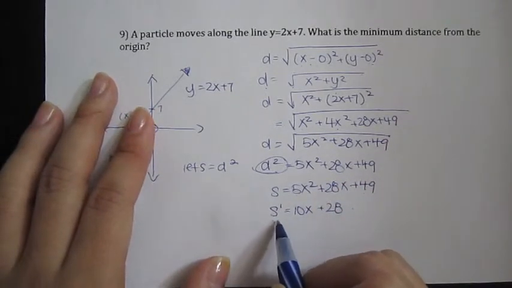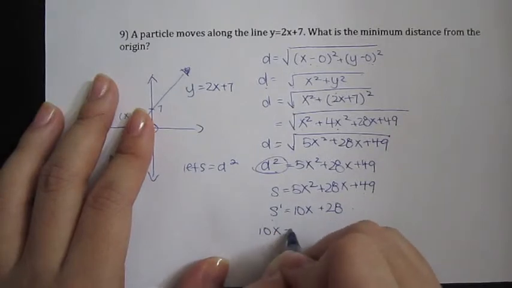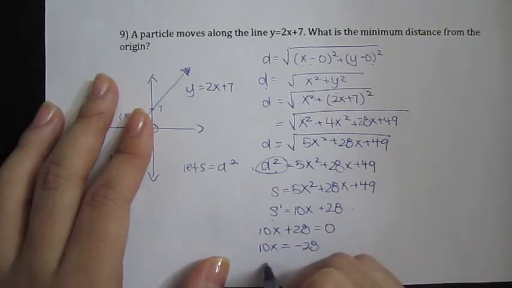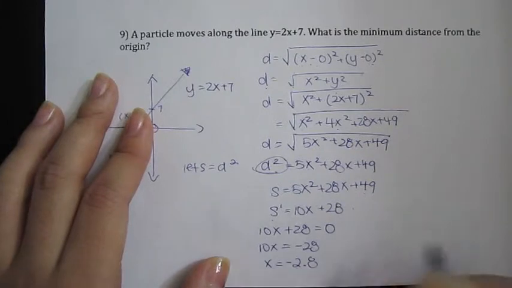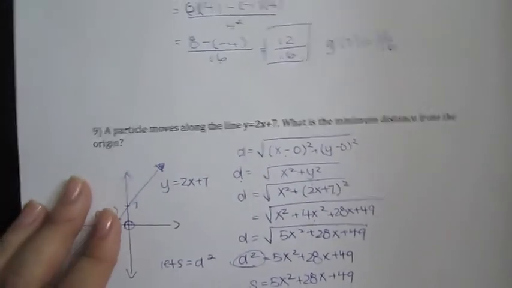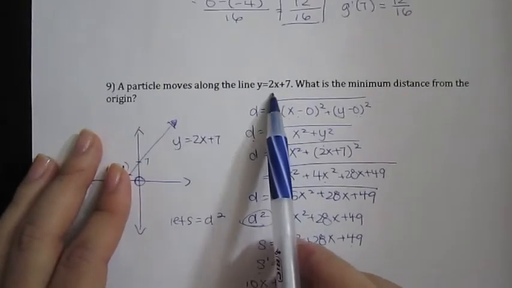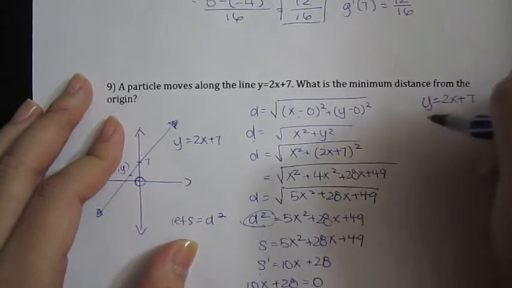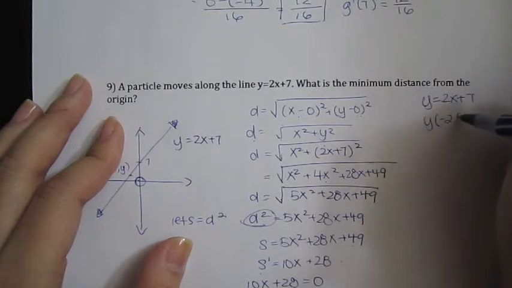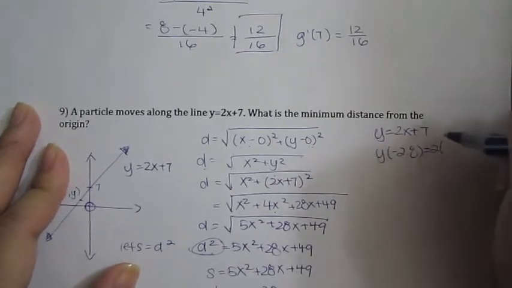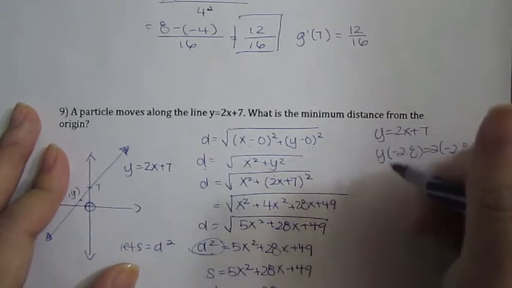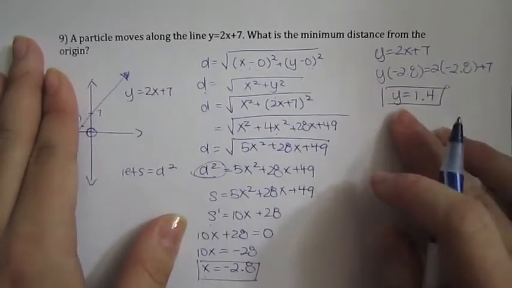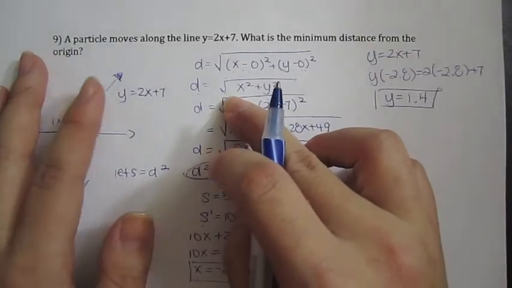Now we must set derivative of s equal to 0. 10x plus 28 equals 0. 10x equals negative 28, and we get x equals negative 2.8. Now we must plug the x back into the original equation, y equals 2x plus 7. And we get y equals 1.4. Now that we have x and y, we can plug them into the distance formula.